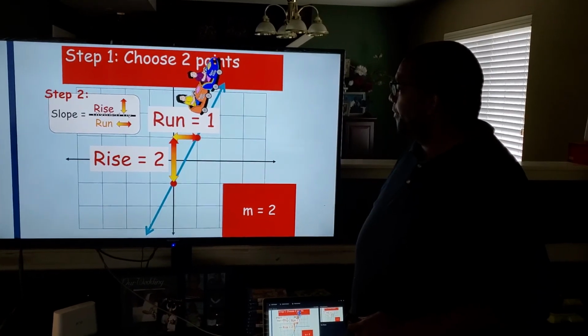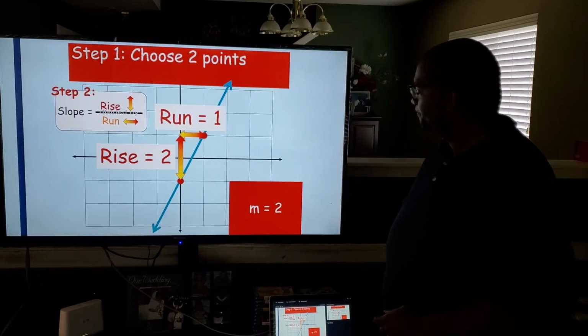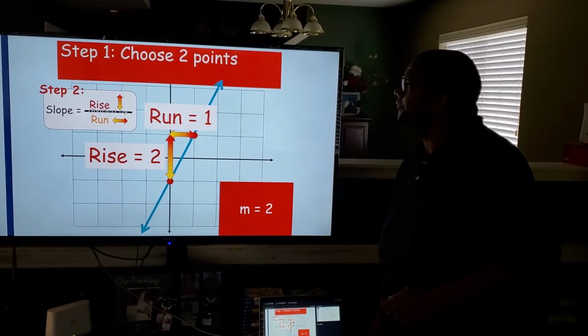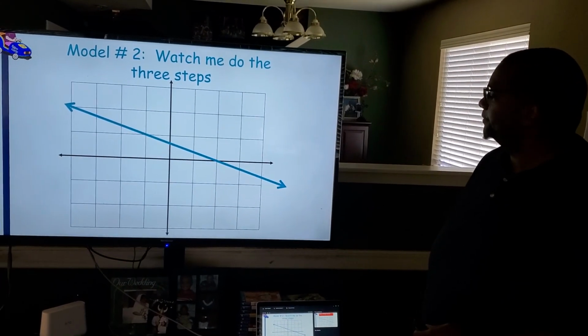So my slope will be a positive 2. So my slope is positive 2. Okay? Let's test this one out.